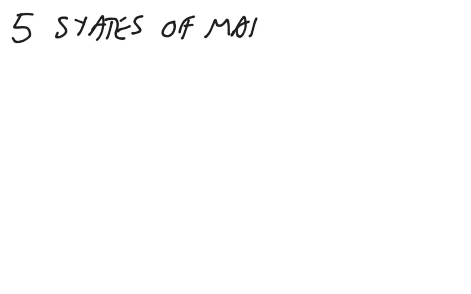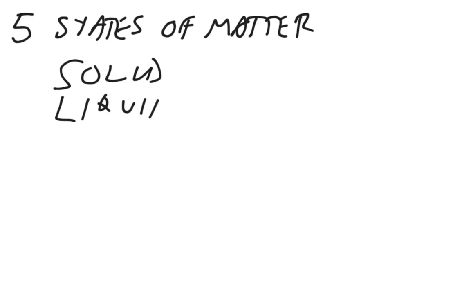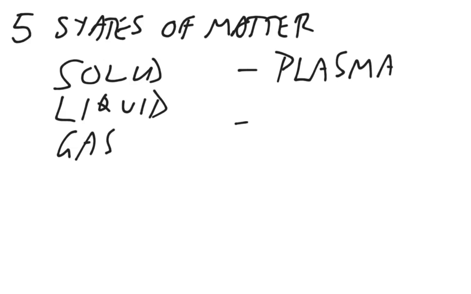So in summary, there really are 5 states of matter. The 5 states of matter include the ones that you've already known about: solid, liquid, and gas, but also include a couple newcomers to the party, a plasma and a Bose-Einstein condensate.